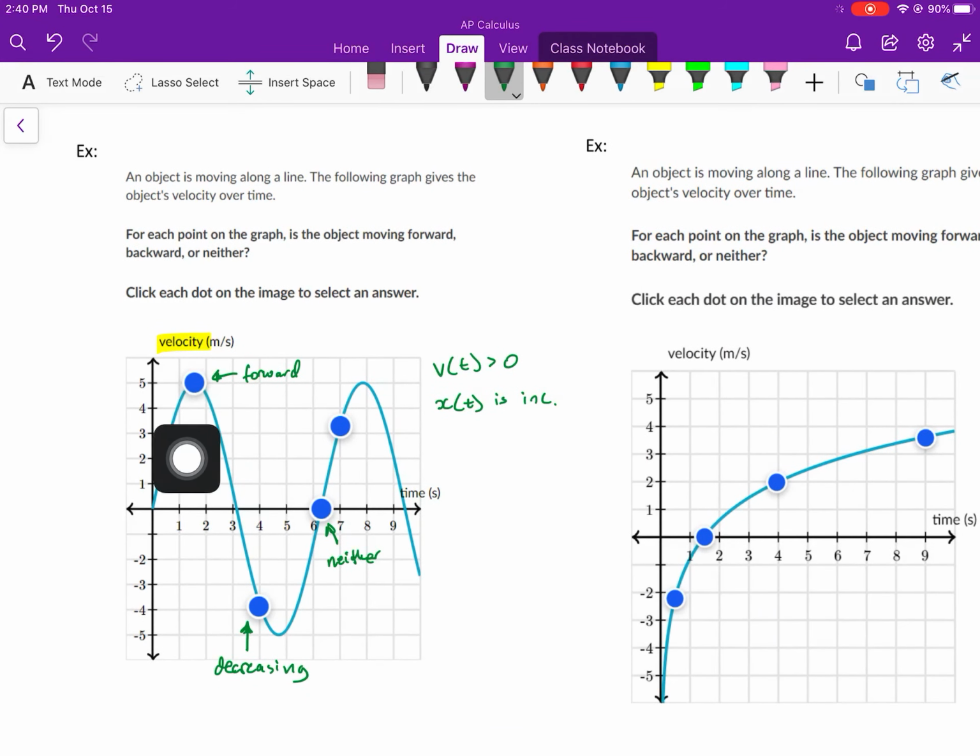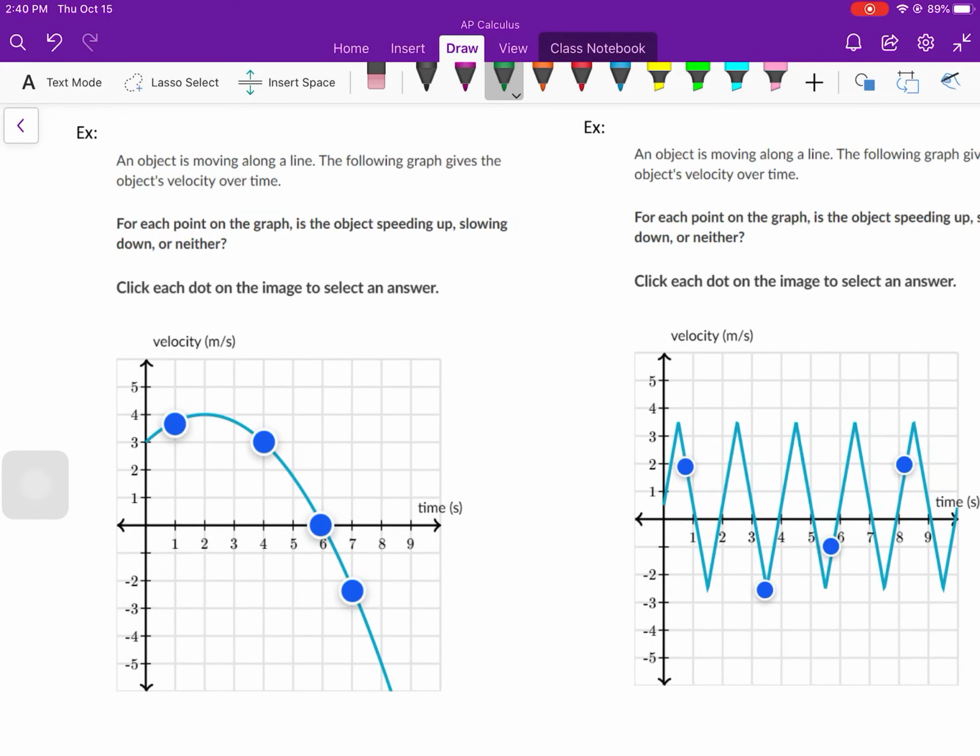Our rate is at a maximum, so we're moving forward here. Down here, our rate is negative, so we're moving backwards. Our rate is positive again, so we're moving forward again right here. And then at the x-axis, our rate is 0, so we have stopped. So right here, because it's velocity, we're moving backward, stopped, forward, forward.